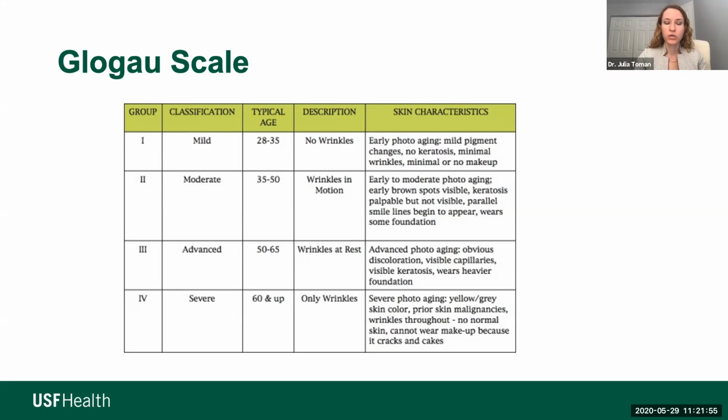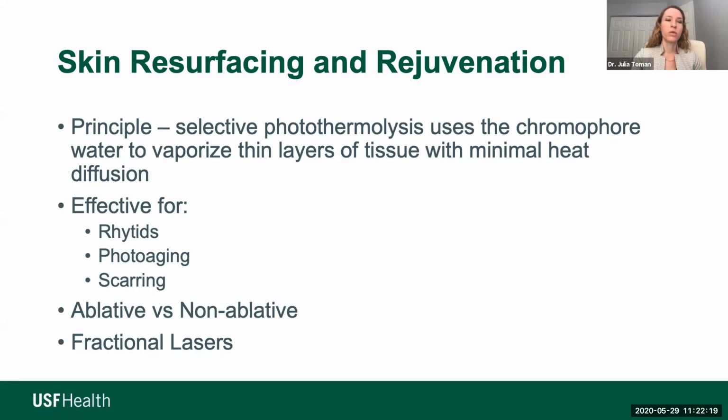You can have a yellow or gray skin color. You probably will have had prior skin malignancies, and there's wrinkling throughout. There's no way that makeup can cover the abnormalities because it just cakes on and cracks. And so using this fundamental background about how we think about photo aging of the skin, we can talk a little bit more about the role for skin resurfacing and rejuvenation.